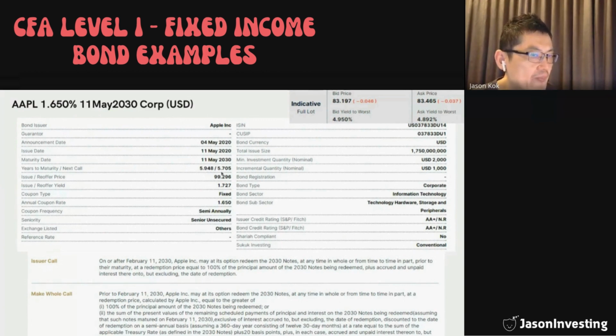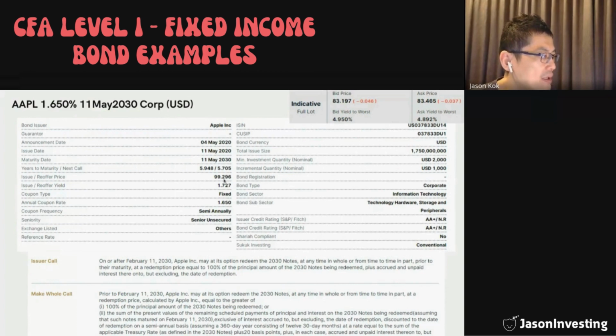I believe this bond could already be called, or this could be the estimated years to maturity. So this is a callable bond. There is a call option tied to this bond. We'll see that later at the bottom. But for now, we just see that there's a 5.9-year estimated years to maturity. The next call just means that this bond can be called in about 5.7 years' time.